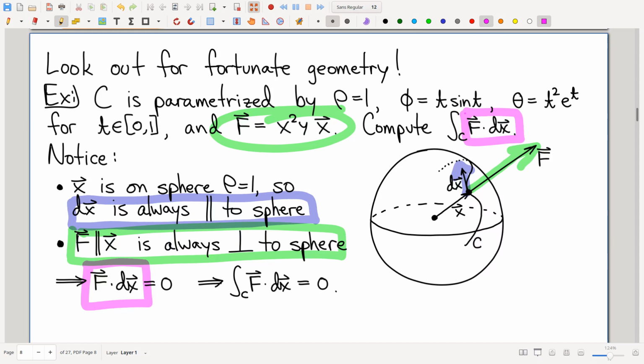Green dot blue. Well, if the vector field is always perpendicular to the sphere and if dx is always parallel to the sphere, then the dot product is always 0. And if the dot product is always 0, then the integral adds up a bunch of zeros. In other words, the integral is 0. So awesome little geometric good fortune stuff like this. Again, you'd be surprised how often stuff like this comes up in the real world.